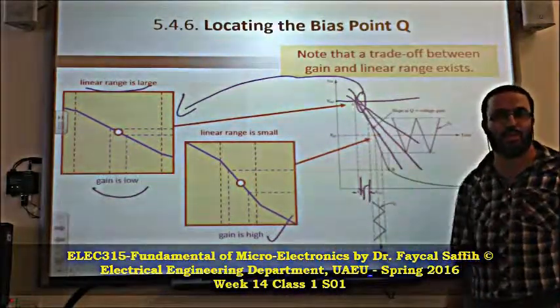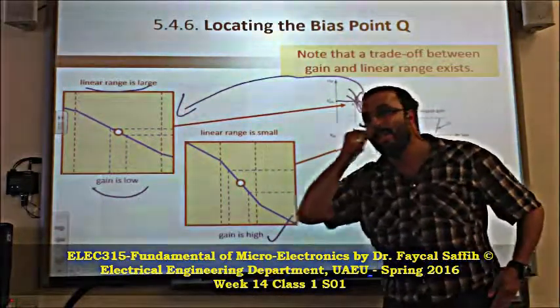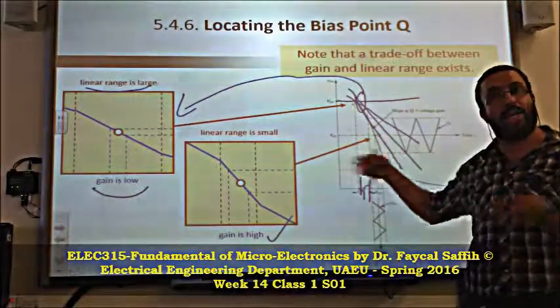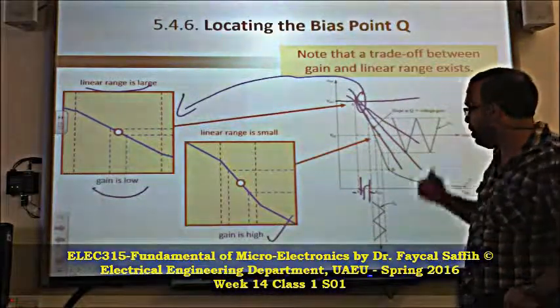Extremely nice. That's why I choose Q to be in the middle. Beside what? Beside the swing. I can swing here larger. So the gain here is larger and the swing also is larger. So I'm very good. But there's a problem here.